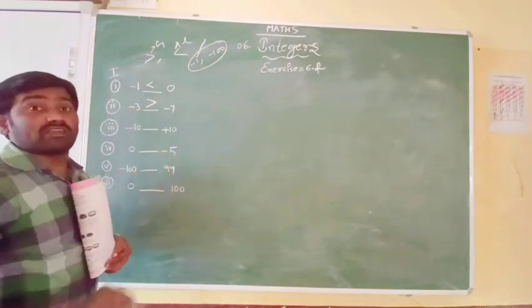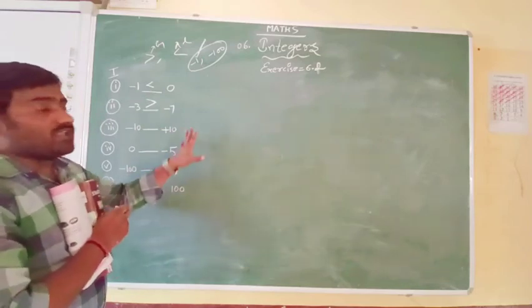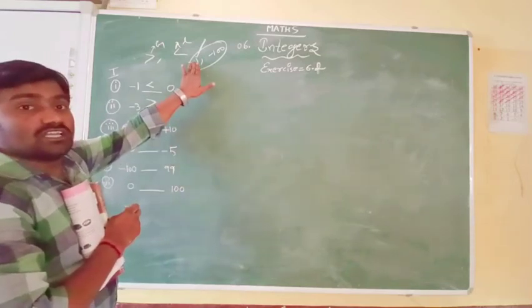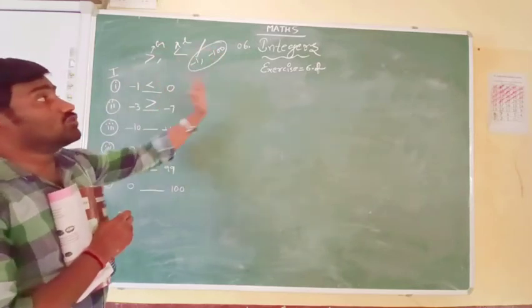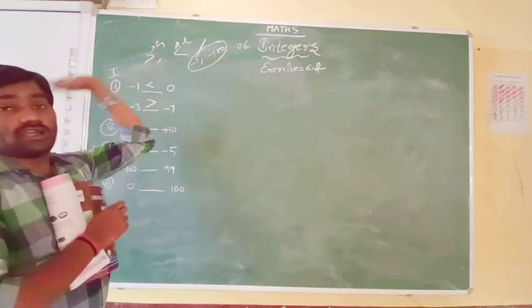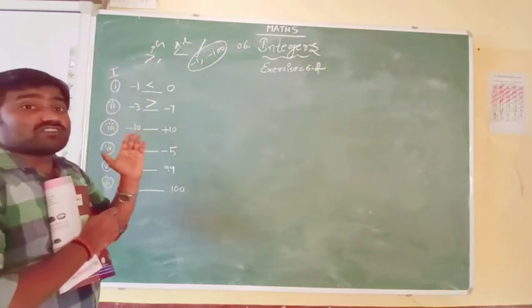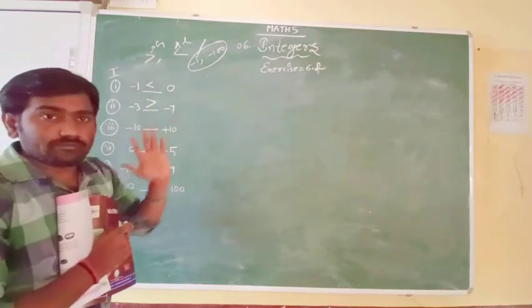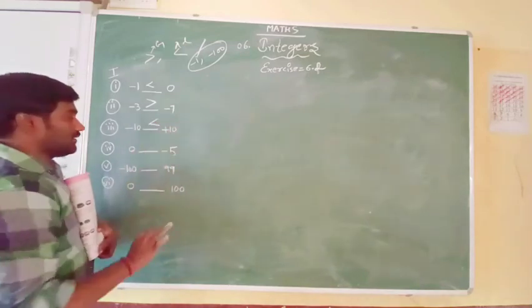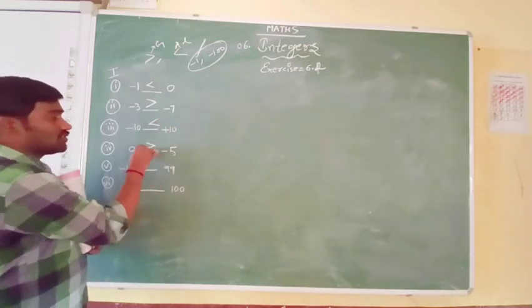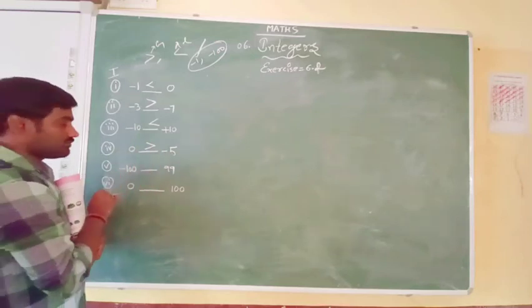-1 is a greater number than -100 because in the negative values, the smaller numbers will have greater value, because -1 is near to 0. -100 is far from 0. The numbers which are near to zero are greater. Okay. -10 and +10, always positive numbers are greater. 0 and -5, always 0 is greater than negative numbers.